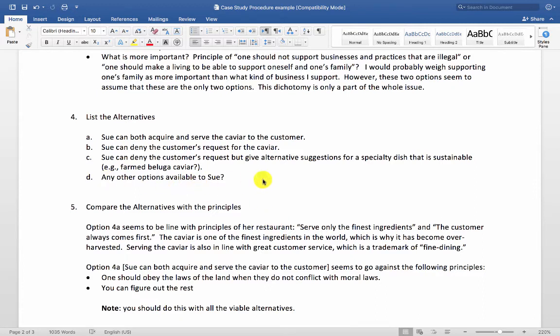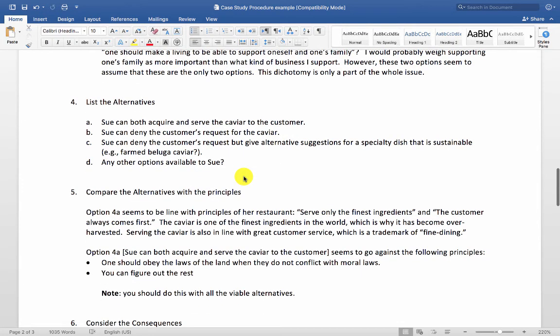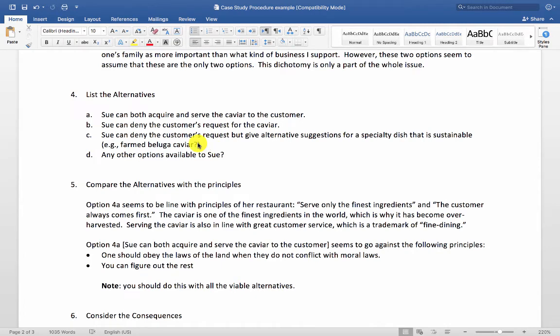I mean, I can come up with options like, oh, Sue can go into research and clone the caviar, and come on, that's not really a real live option. So don't think about those kinds of far-off options. Think about what's a viable option. What's something that can be done, not science fiction. Okay. So given these viable options, then you're going to go through here.